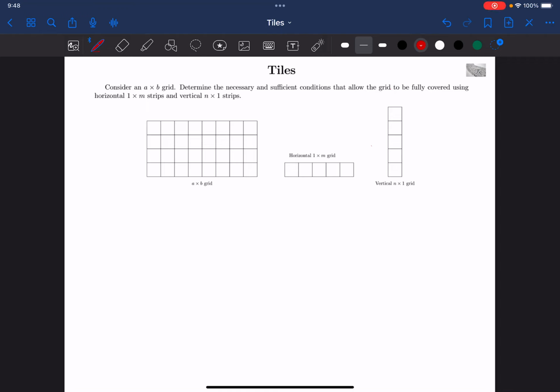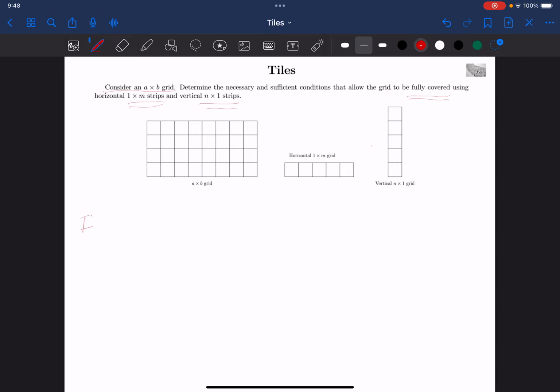Hello everyone. In this video, I'm going to discuss a tiling question. So suppose that we are given an A by B grid and we are trying to find out the necessary and sufficient condition such that it would make it possible to fully cover this entire A by B grid using 1 by M and N by 1 strips.